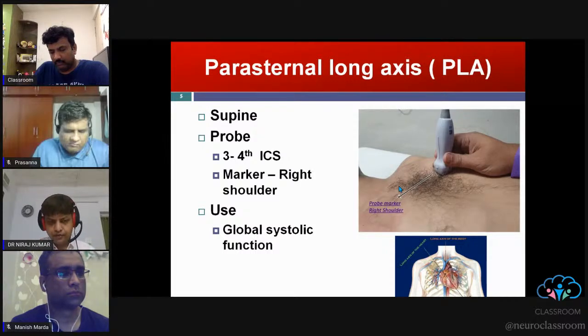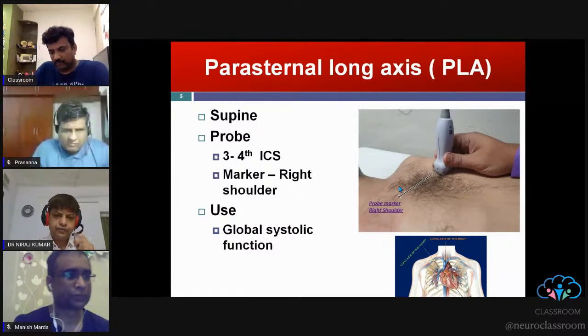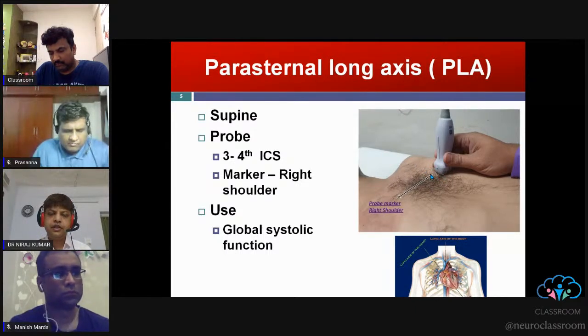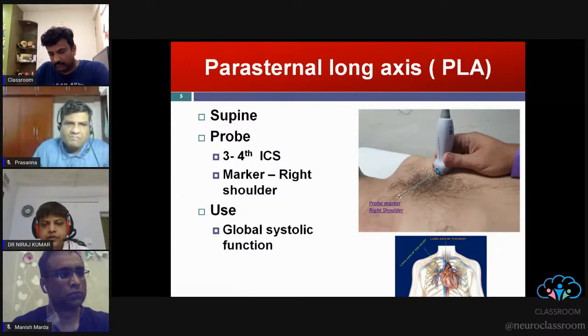So starting with the first view. This is the parasternal long axis view. So the patient is in supine position, and you have to keep your cardiac probe over the third, fourth, and fifth intercostal spaces on the left parasternal margin. So as the name states, parasternal means left parasternal, and this is long axis. You are seeing the heart in the long axis. And one important thing, what should be the position of the orientation marker. The orientation marker is pointing towards the right shoulder.